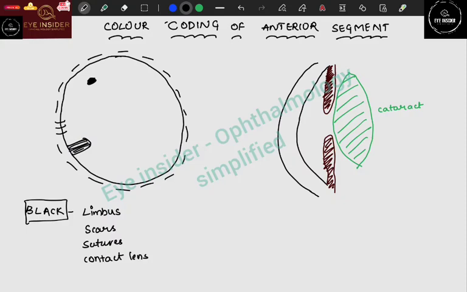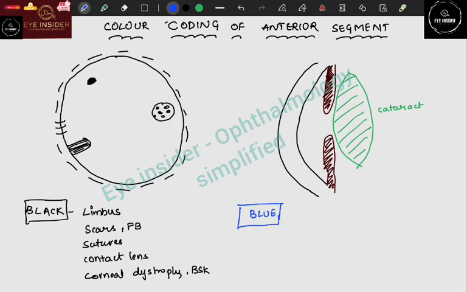So we also give a cut section image to know what is there in the anterior chamber, right? For that we also use the anterior and posterior aspect of the cornea in black. Foreign bodies, corneal dystrophies, and band keratopathies are also represented in black.